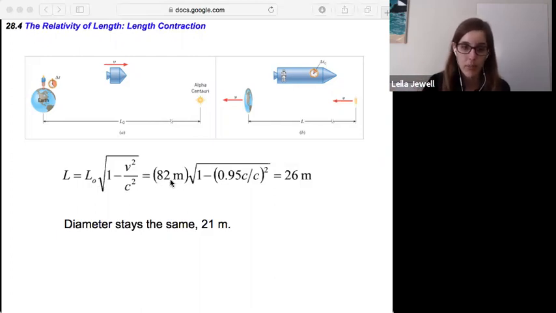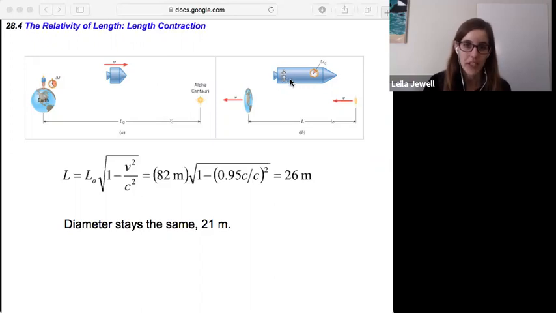The full length of the spaceship times the square root of 1 minus the speed of the spaceship, 0.95 c, divided by c, squared. And what this comes down to is the spaceship now looks like it's 26 meters long. That's just a fraction of what it was before, maybe a third of that. So it appears to be significantly shorter as observed from Earth.